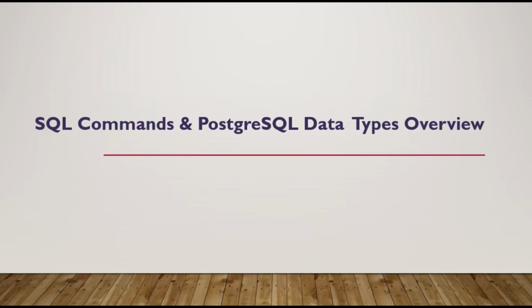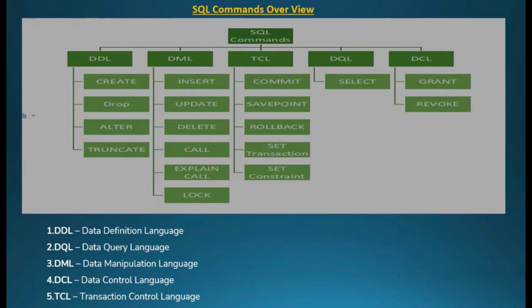Hello everyone. In this video, I'll explain SQL commands and PostgreSQL data types in a simple and beginner-friendly way. So let's start with SQL commands and then move to PostgreSQL data types. SQL commands are divided into 5 main categories, which are data definition language, data query language, data manipulation language, data control language, and transaction control language. So let us discuss each and every command in detail.